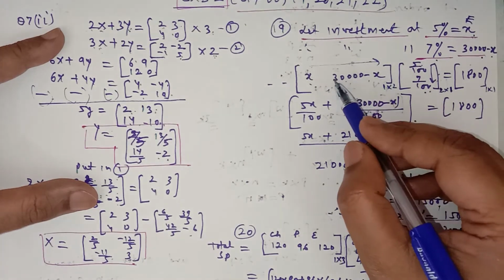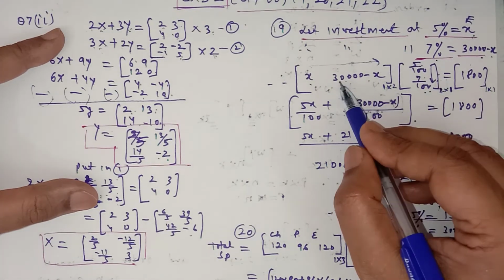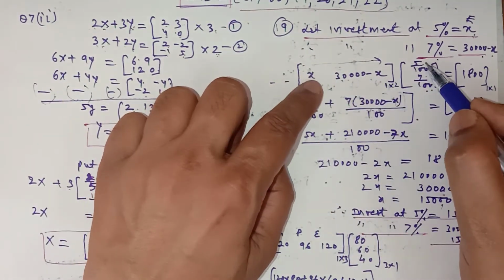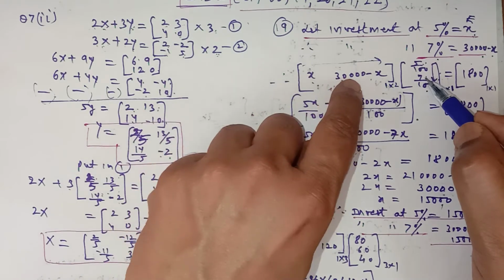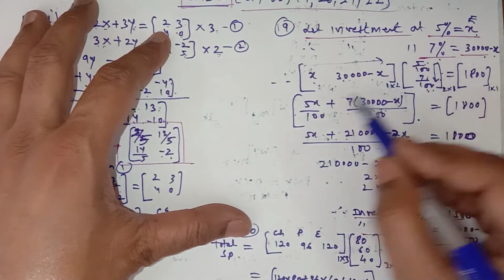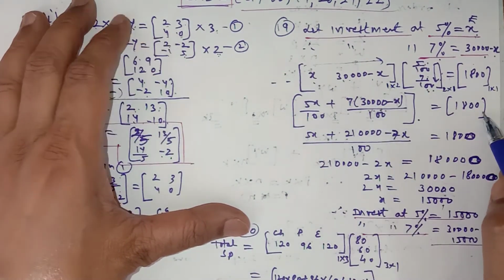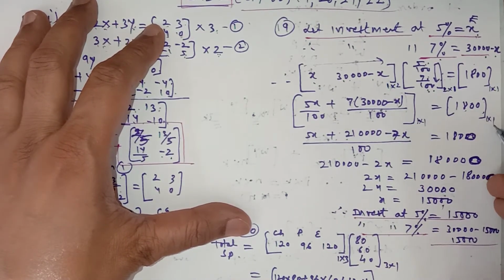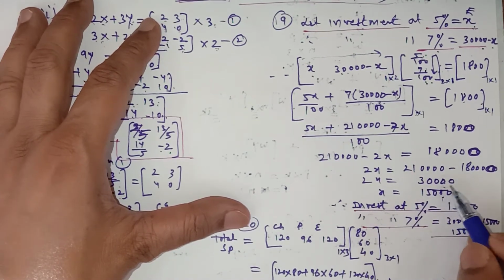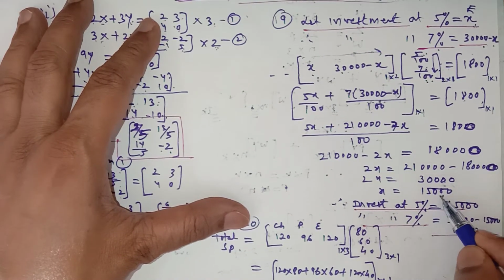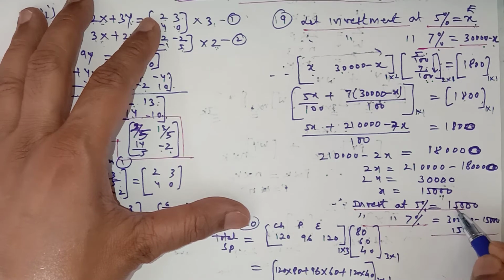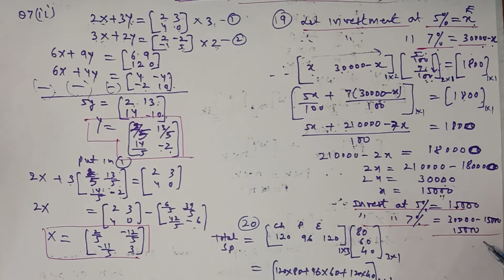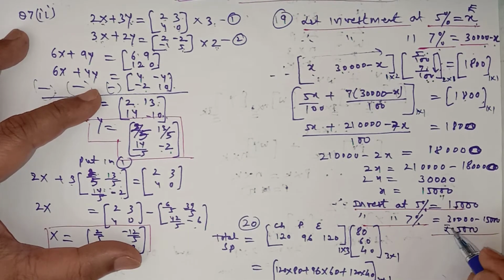It is given, that is why we have multiplied this by this. We cannot multiply this by this. So multiply: first row, first column, 5x upon 100 plus 7 into (30,000 minus x) upon 100. Multiply this and equate. These two are of 1 by 1 order, so we can equate. Find the value of x. We get x is 15,000, that is, the investment at 5% is 15,000. Therefore, the investment at 7% will be 30,000 minus 15,000, which is also 15,000.